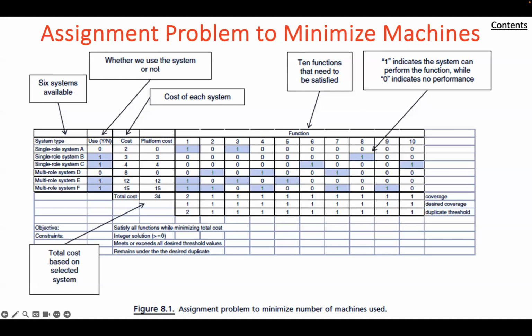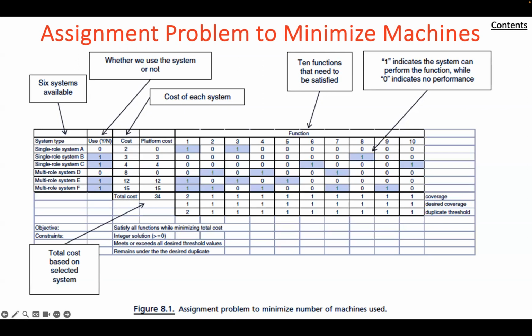The LP example is set up to select whether or not the system is used. 1 is yes, 0 is no, and totals the cost as well as accounts for each of the functions satisfied. The coverage row should equal the desired coverage. Additional constraints can be added if there is a threshold for duplicative functions being performed, so as to minimize the amount of duplication in the answer.